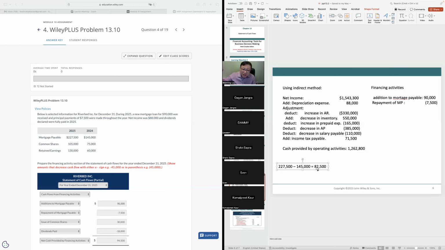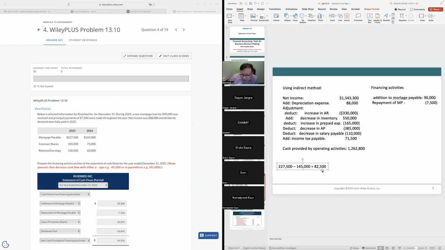They have a new debt of 90,000. So that's a 90,000 balance increase. But they also have a principal payment of 7,500. So the net is an increase of 82,500.